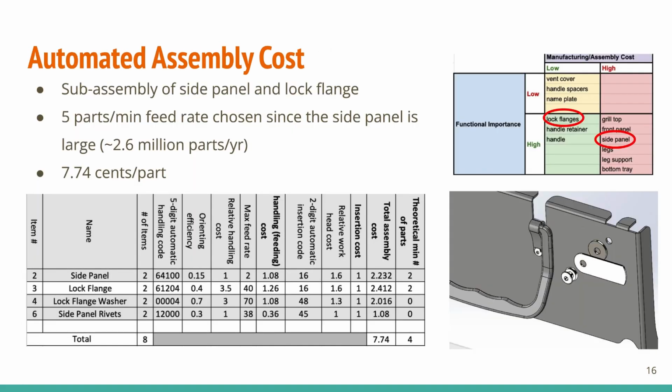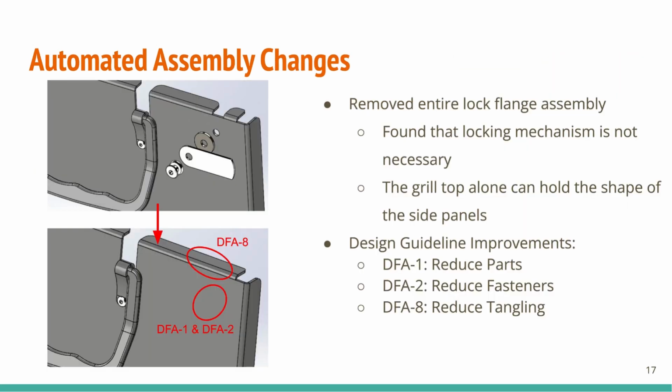For automated assembly, we selected the subassembly of the side panel and lock flange. And evaluating this at a feed rate of 5 parts per minute, we found the assembly cost to be 7.74 cents per part. When it came to making changes, we actually decided to remove the lock flange assembly entirely because it isn't actually necessary to its main function of holding the shape of the side panels. The grill top can accomplish this, and this is shown in the next slide.